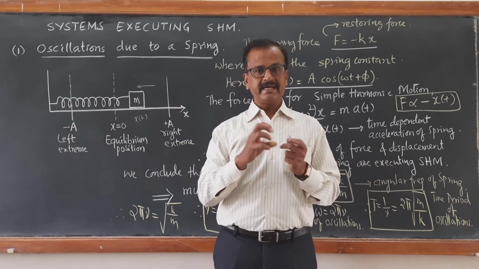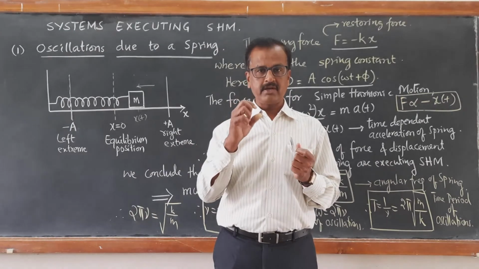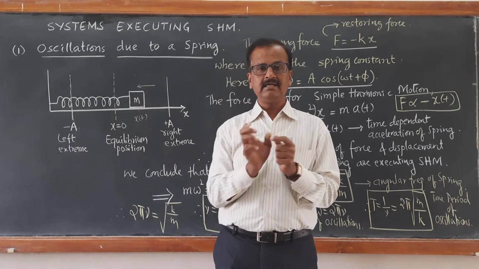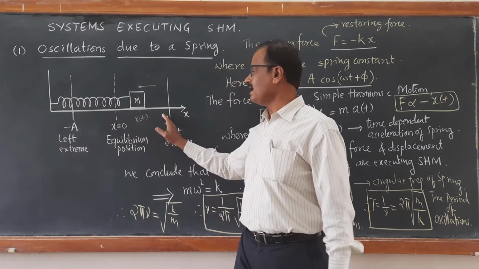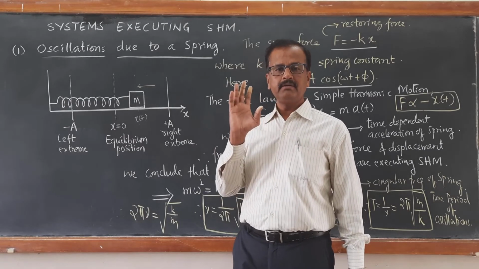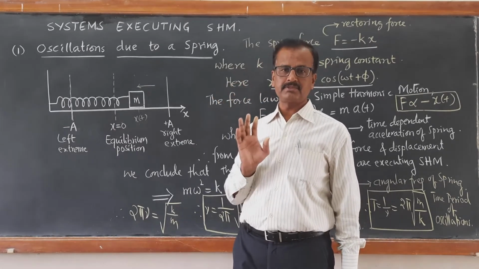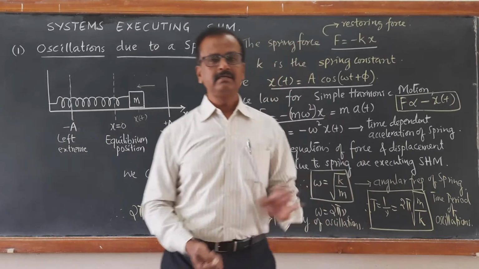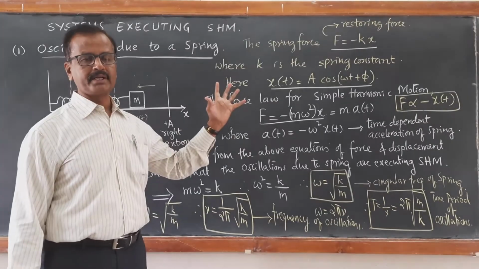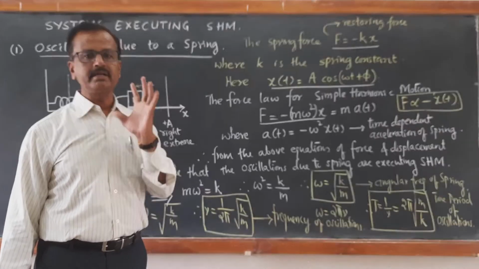Therefore, the extension that we carry on for executing simple harmonic motion must be such that it has a small amplitude, not very high, large amplitudes. Then only we say that the oscillations of a spring are simple harmonic in nature.